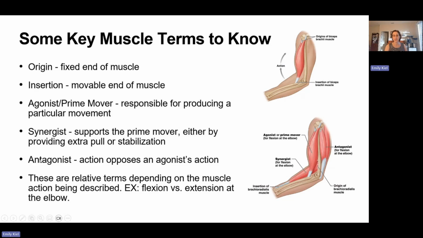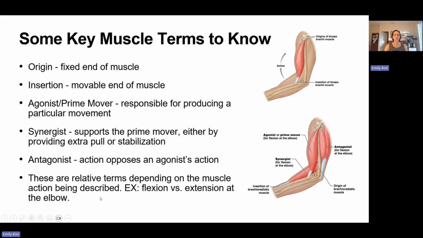And the antagonist is the action that opposes the agonist. So if you think back to your English days, antagonist is kind of the villain or the enemy that's trying to make the characters work harder. In this case, the antagonist is doing the opposite of the motion. And so in our example, the triceps are our antagonist, because instead of flexing the elbow, they are going to be trying to extend the elbow.